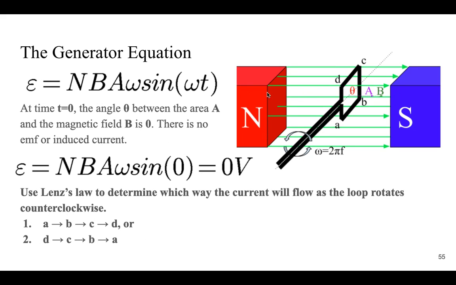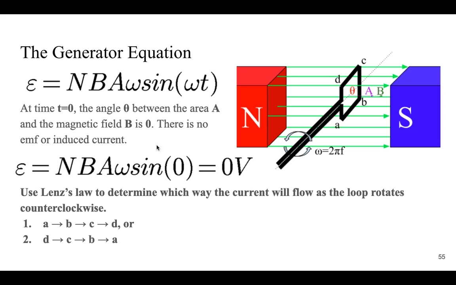So if we're looking at this, we have epsilon is equal to NBA omega sine omega t. These formulas are getting to be a mouthful. So I'm starting this off with the coil this way. So at time t equals 0, we're just going to start the clock right now. The angle theta between the area, remember this is the perpendicular to the area, is A, and the magnetic field B, well, this angle is 0. So at this time, epsilon is equal to NBA omega sine 0 is our angle. Sine of 0 is 0, so that means there's no EMF. We would have 0 volts.